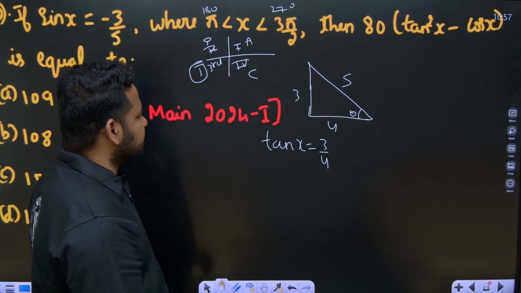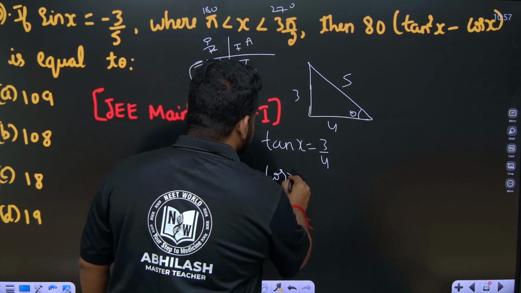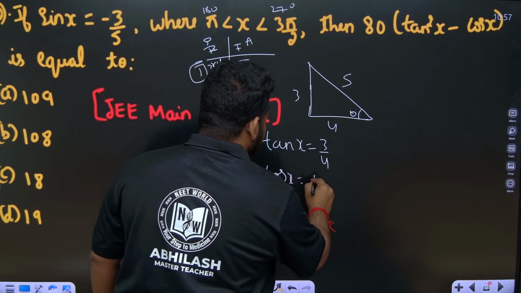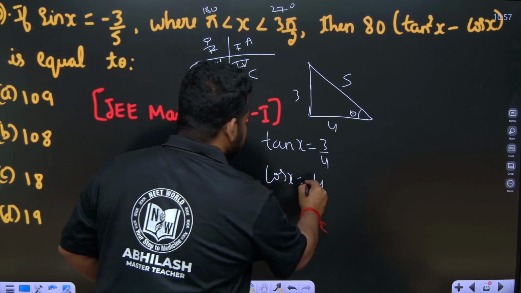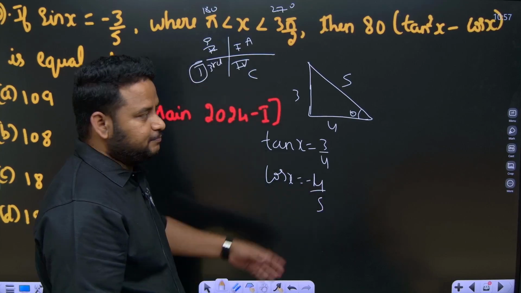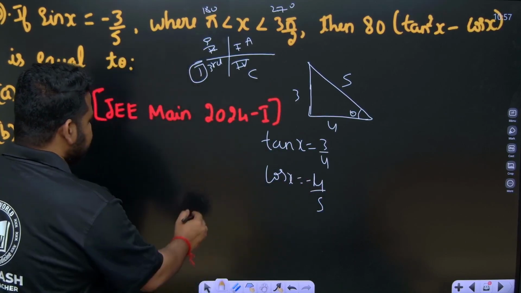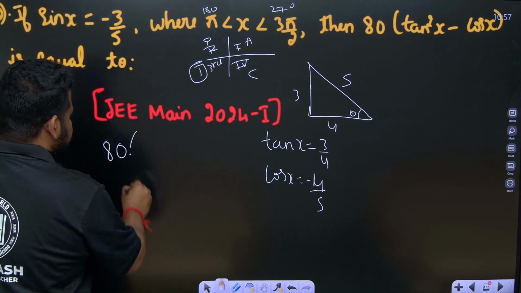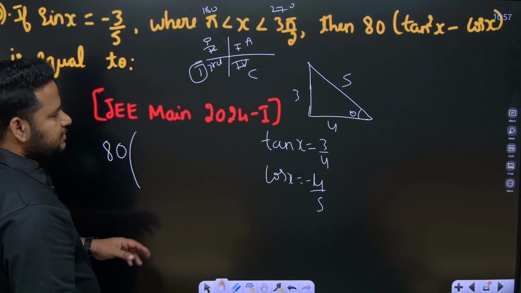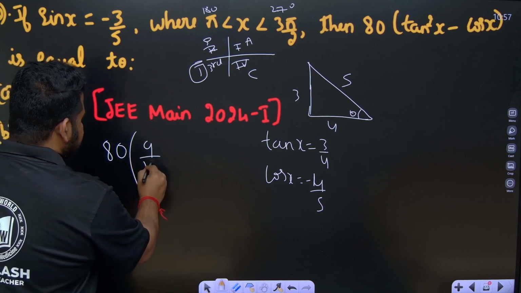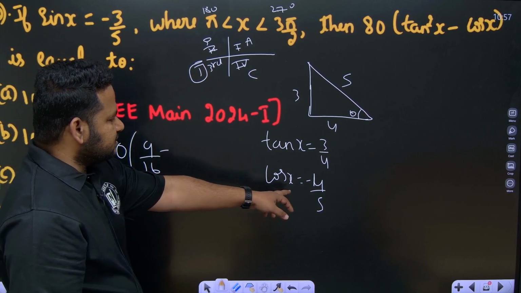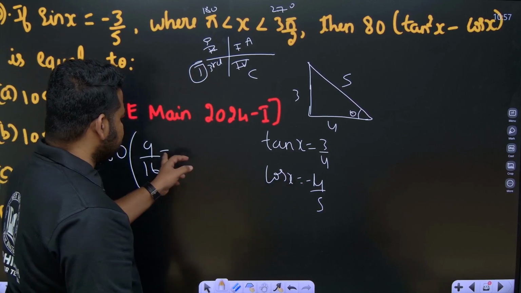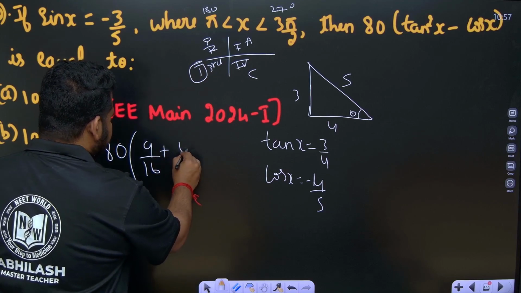What will happen to cos x? Cos x is adjacent by hypotenuse, so 4 by 5, but in the third quadrant cos x is negative. If I put the values, this will become what, friends? 80 into tan square x is 3 square is 9, 9 by 16, minus cos x. Cos x is minus 4 by 5, so minus into minus is plus 4 by 5.